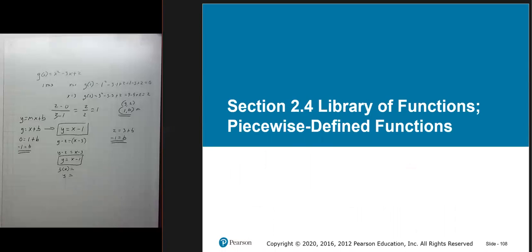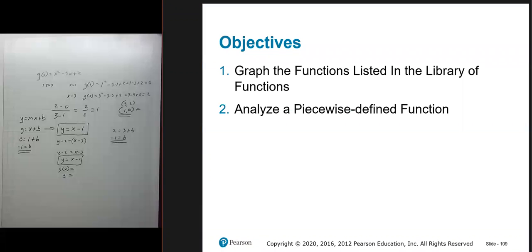Now, we're going to talk about the library of functions. They go through a lot of explanation here, which is a little helpful when you're doing transformations and such. But we'll get to that when we get to it. All right, graph the functions listed in the library of functions.